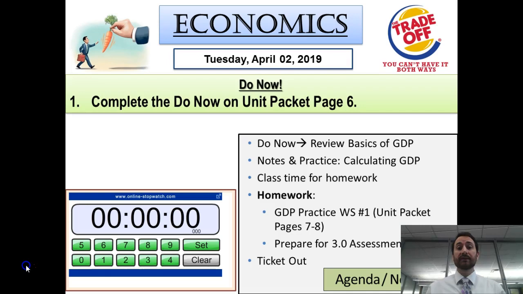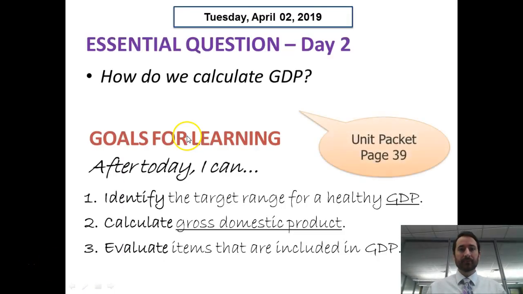We're going to take a closer look at GDP today. So in our unit packet on page 39, our big question for today is how do we calculate GDP? We'll identify the target range for a healthy GDP, calculate the gross domestic product, and we will look at items that we include in GDP.